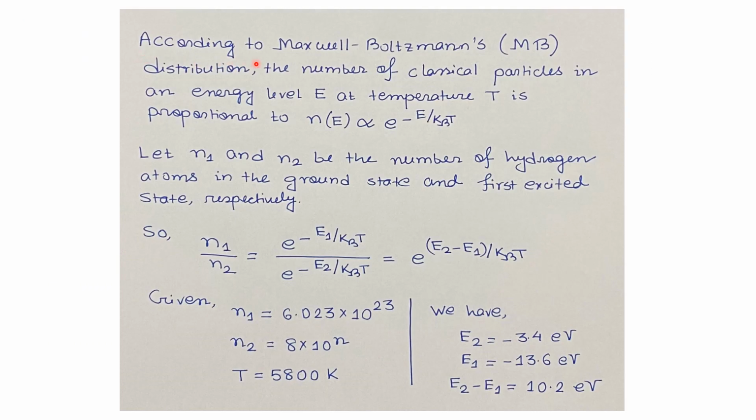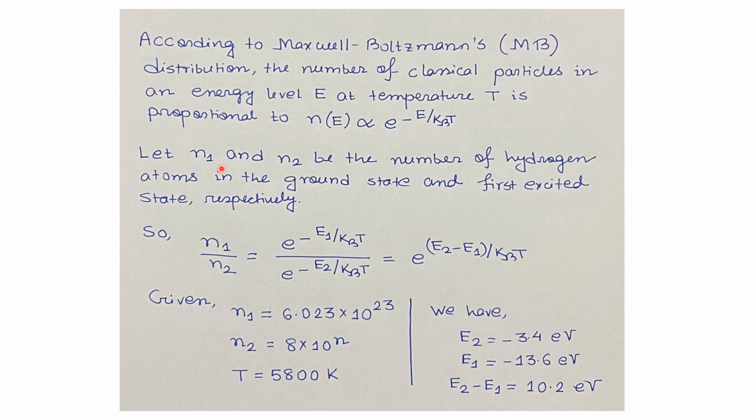According to the Maxwell-Boltzmann distribution, the number of classical particles in an energy level E at temperature T is proportional to e to the power minus E by kBT. Here kB is the Boltzmann constant.